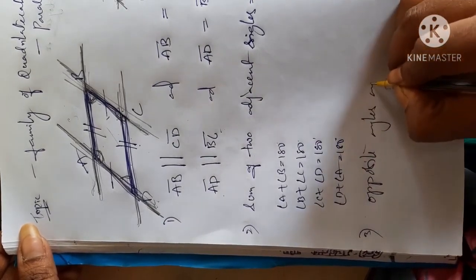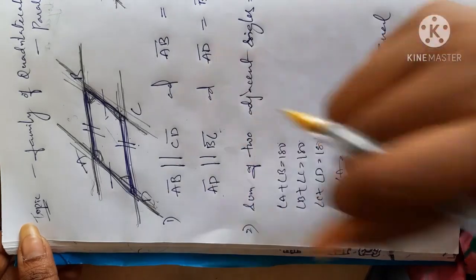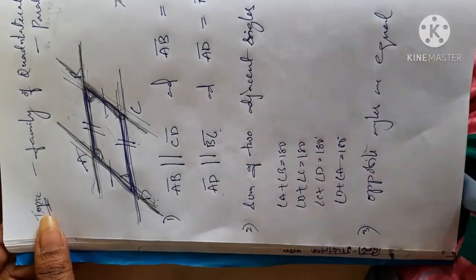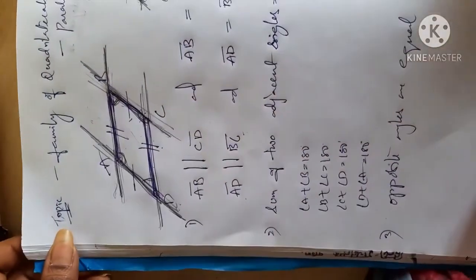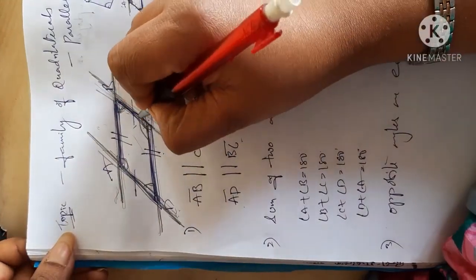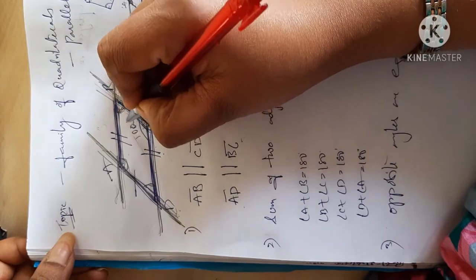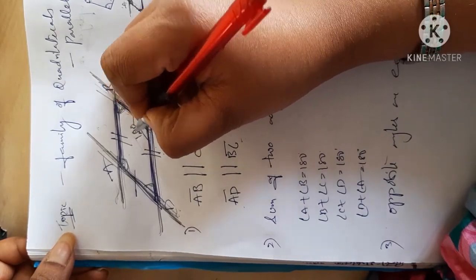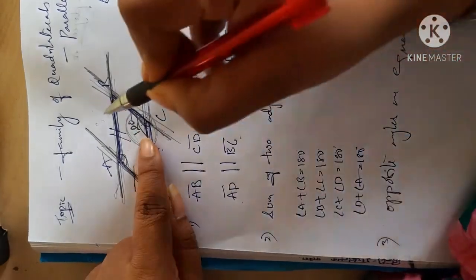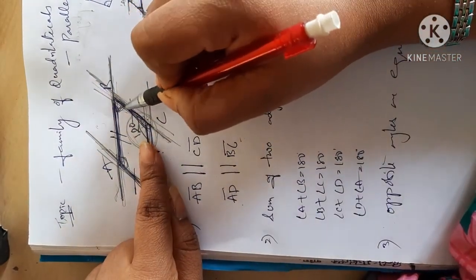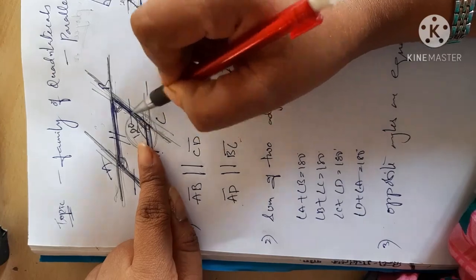Opposite angles are equal in a parallelogram. See, for example, if I say angle C is 120. Now what can angle B be? You need to find out angle B. Angle C is already given.